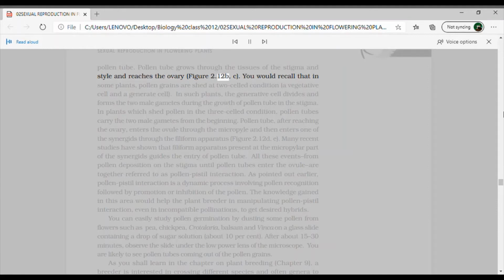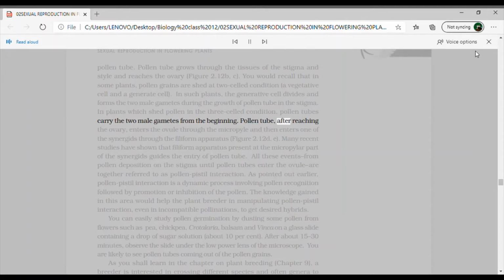You would recall that in some plants, pollen grains are shed at two-cell condition, a vegetative cell and a generative cell. In such plants, the generative cell divides and forms the two male gametes during the growth of pollen tube in the stigma. In plants which shed pollen in the three-cell condition, pollen tubes carry the two male gametes from the beginning.